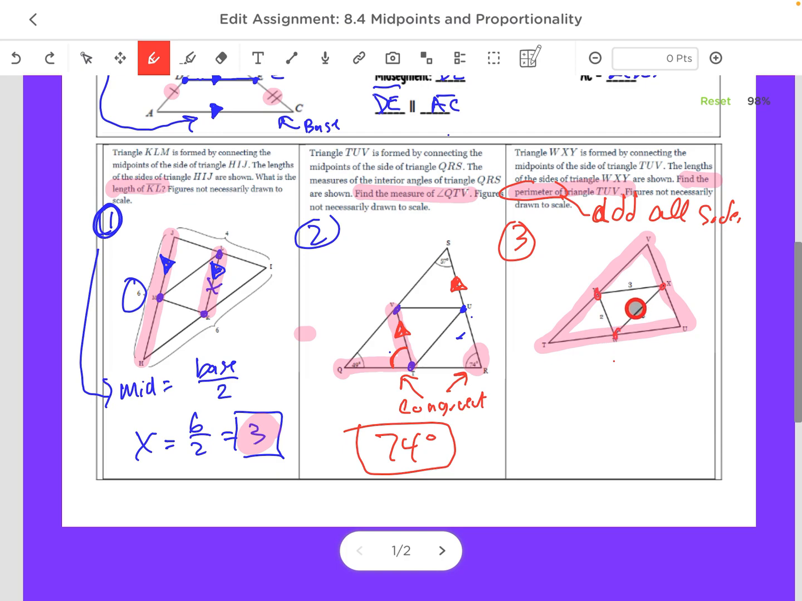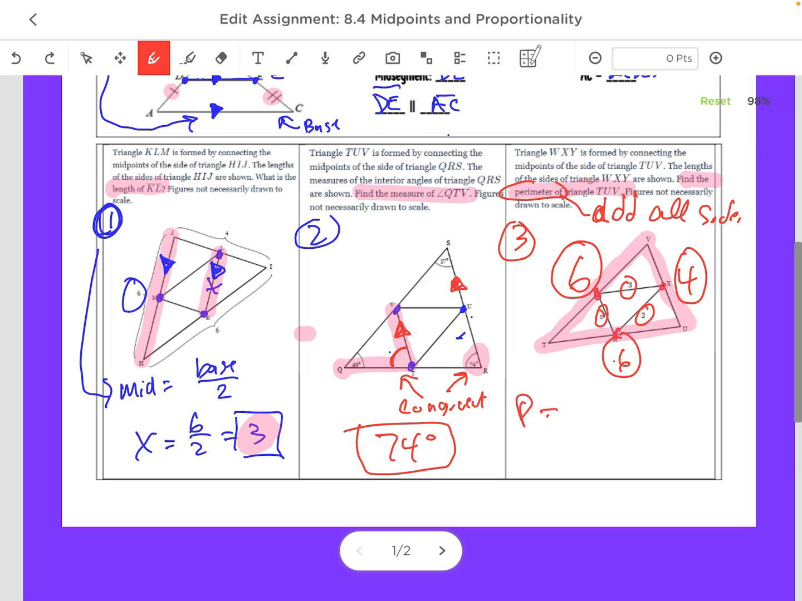Well, if those are the midpoints, check this out. How much is this one? This one is twice as much as this. So if this is 3, that means this has to be 6. And then check this out. This one is half of this, so if this is 2, this has to be 4. And once again, this last one, if this is 3, this is 6.